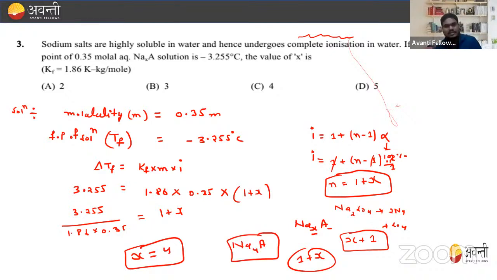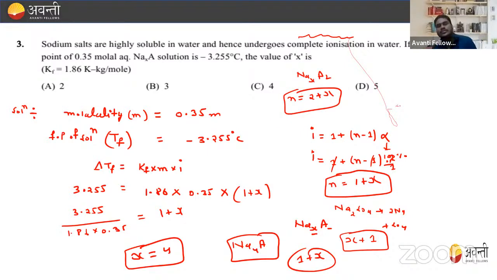I hope you understand this. Suppose in the question it is like NaxA2, then how will you write it? You'll write n is equal to 2 plus x, right? So you can write the value of n like this only.